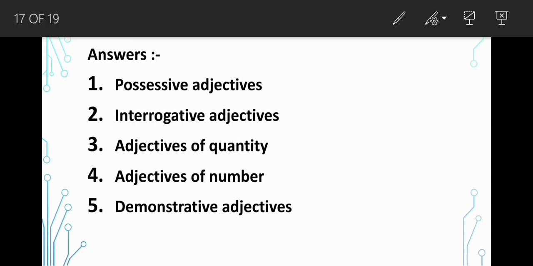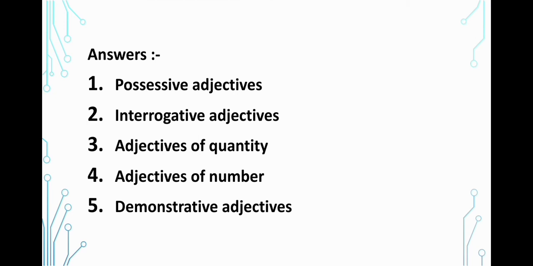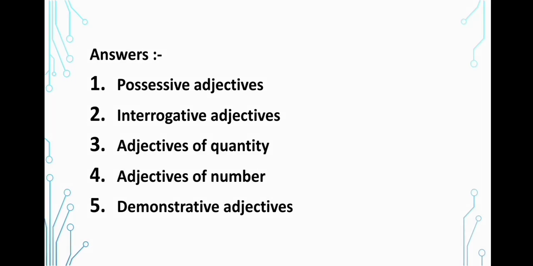Here answers are given. First one, possessive adjectives. Second, interrogative adjectives. Third, adjectives of quantity. Fourth one is adjectives of number. And fifth one is demonstrative adjectives.